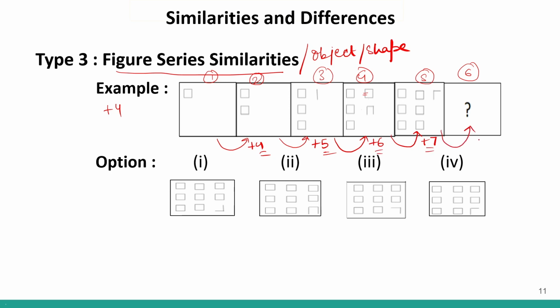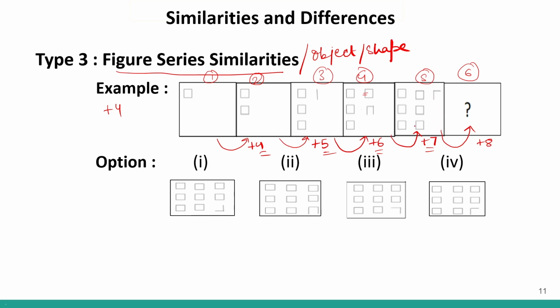So now I'll add 8 sides. So if I add 8 sides, let us add 8 sides to this figure. So first, second, third, fourth, fifth, sixth, seventh, and eighth. So my figure will look something like this. Correct?